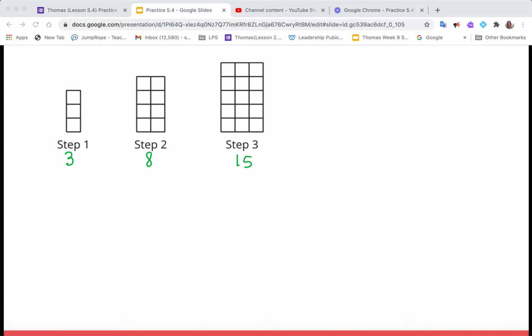So if we examine how our numbers are changing, the number of squares are changing. That's a plus 5. This is a plus 7. And what I'm going to do is just go ahead and draw the fourth term in this pattern. So step 4.